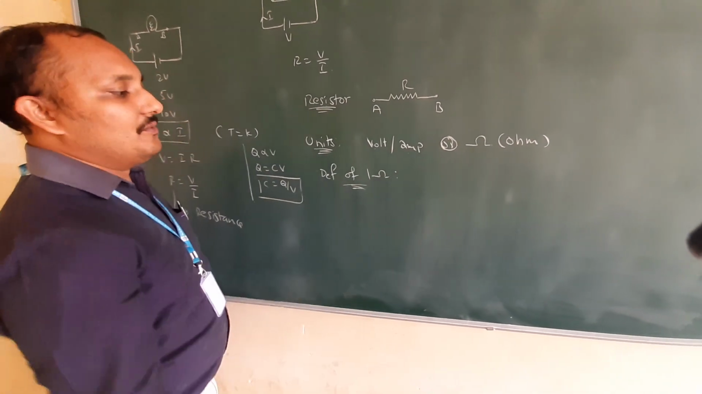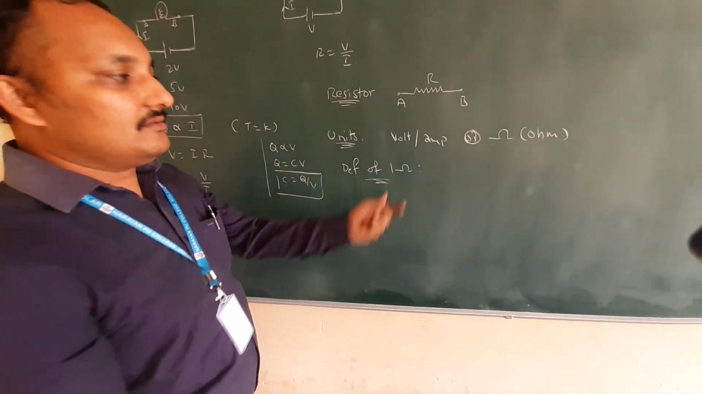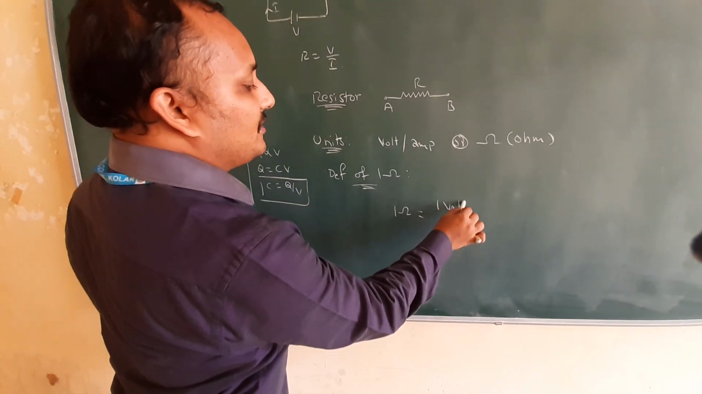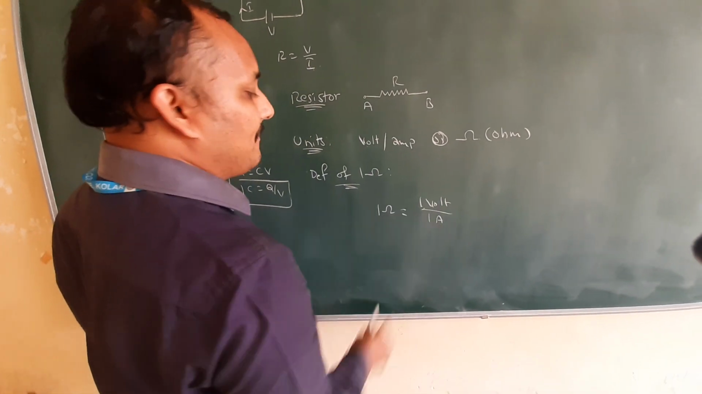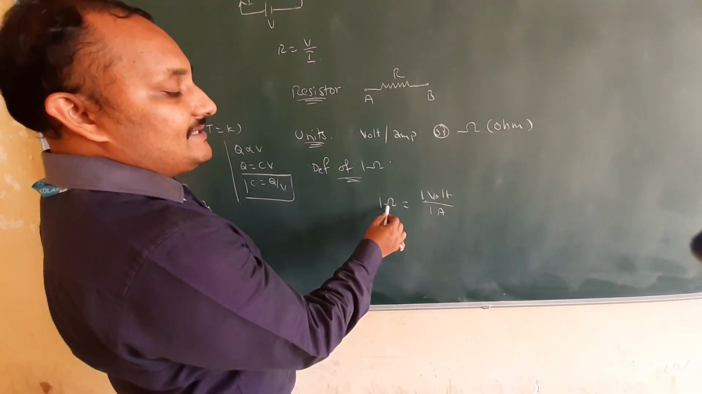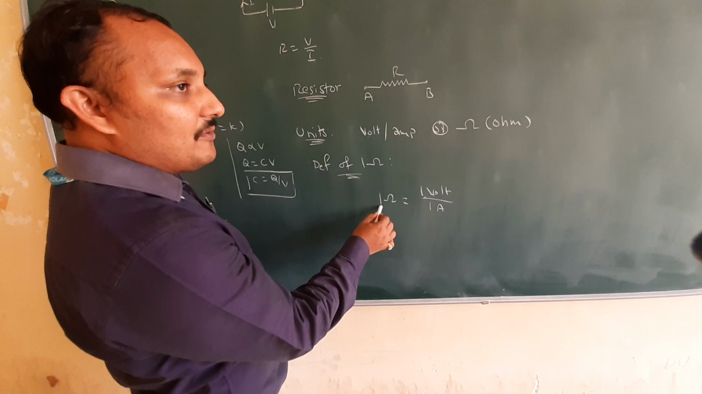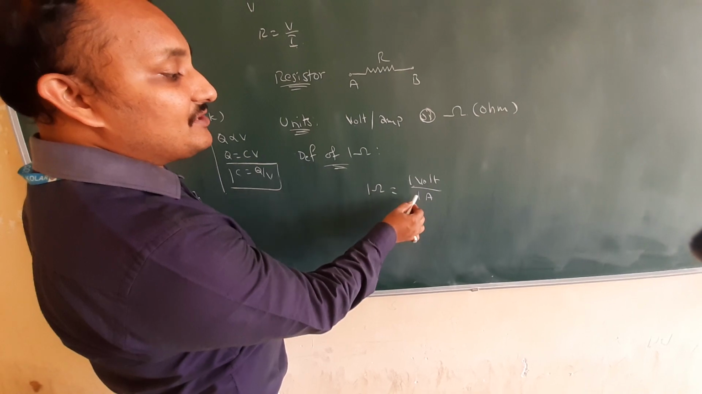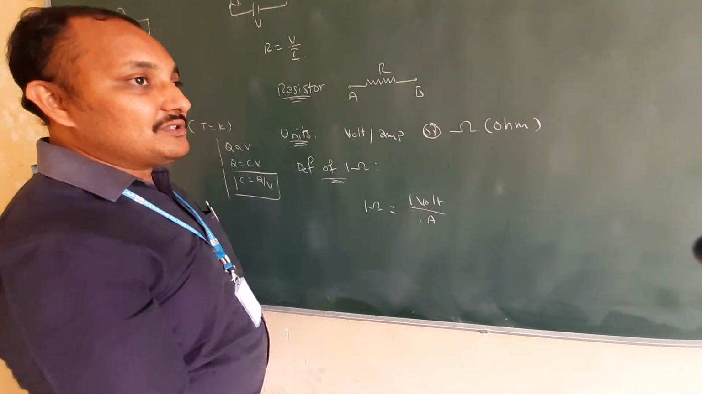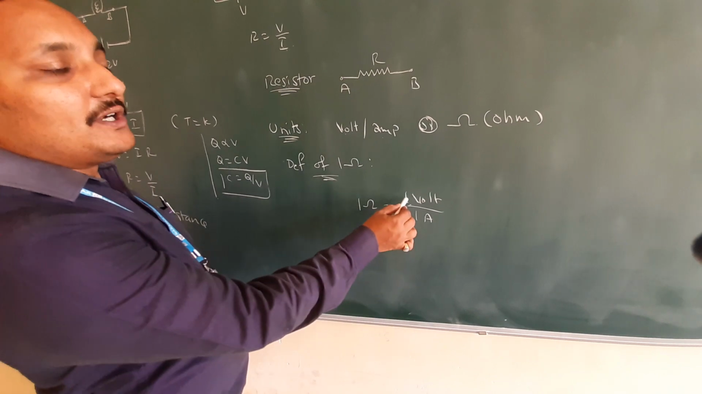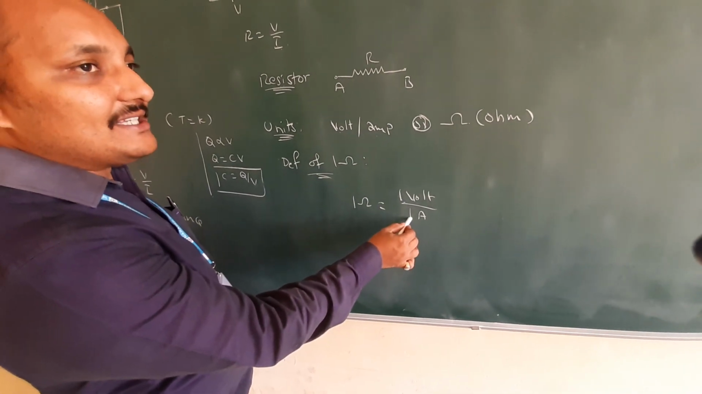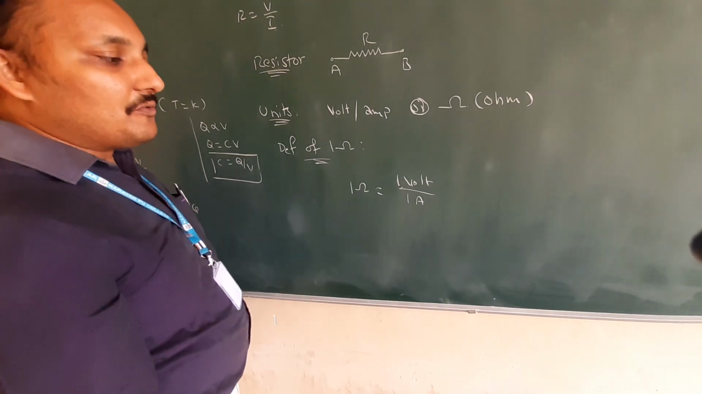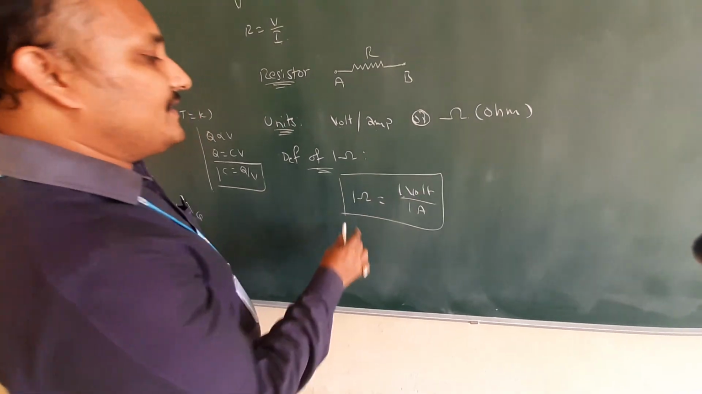Next, definition of 1 ohm. 1 ohm definition means R should be 1 ohm, potential should be 1 volt, current should be 1 ampere. Resistance of the conductor is said to be 1 ohm when 1 volt potential difference is going to send 1 ampere current through that same conductor. 1 volt potential difference produces 1 ampere current through the conductor means that conductor is having 1 ohm resistance. This is the definition of 1 ohm.